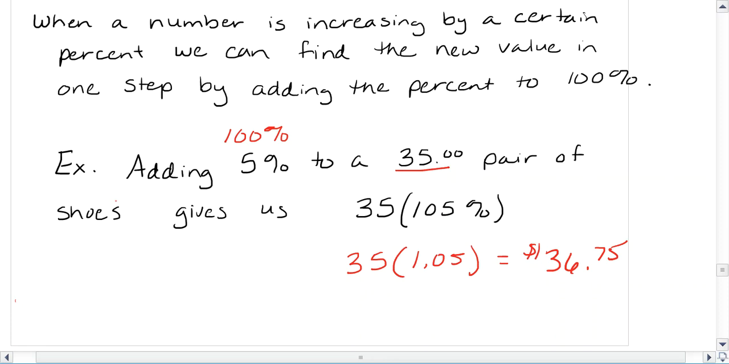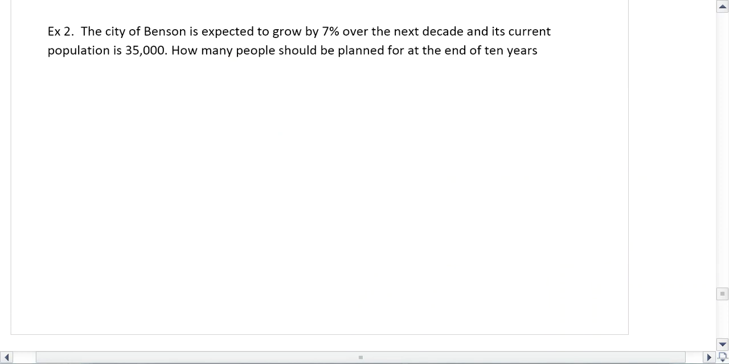So let's look at another example of this. The city of Benson is expected to grow by 7% over the next decade, and its current population is 35,000. So how many people should be planned for at the end of 10 years? So let's set up an equation. If it's growing 7% over 10 years, so that's just one decade, so we want to multiply 35,000 times this 7%, which we have added on to the 100%, to get 107%. And then, of course, I change that to a decimal of 1.07.